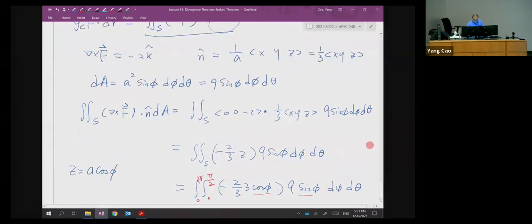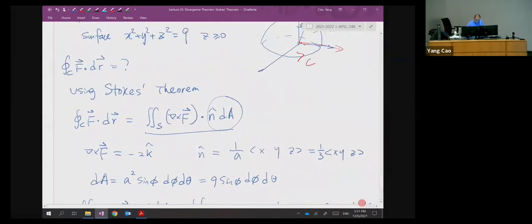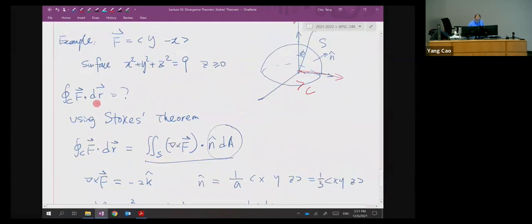So the question basically is, is it a simpler calculation than the vector line integral or not? It's hard to say, but it does give you an alternative approach to calculate this vector line integral, using the surface integral instead. I'm going to show you maybe one or two more examples of Stokes theorem in the next lecture, and then we can finish our review.